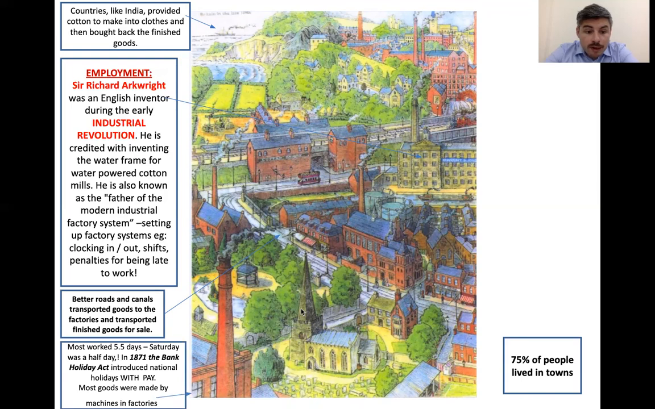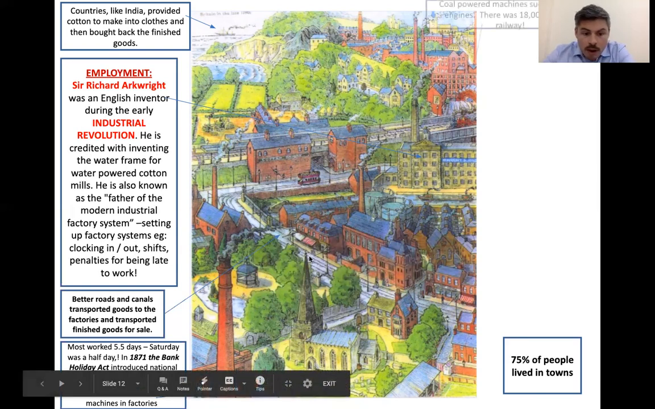Most people were working in this period 5.5 days. Big improvement, you got half of Saturday off. And we saw the introduction of bank holidays. So this meant that there were certain days in the year where you wouldn't have to work and you would get paid, something very new, okay?